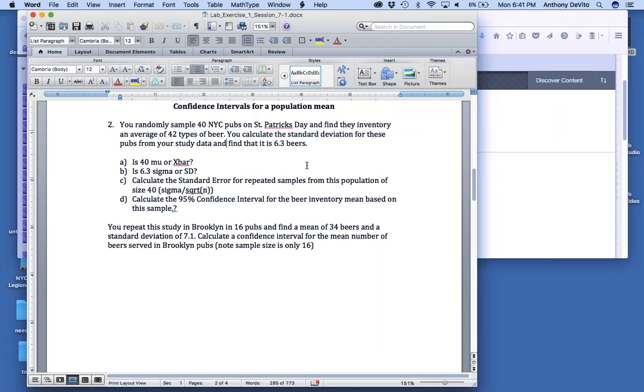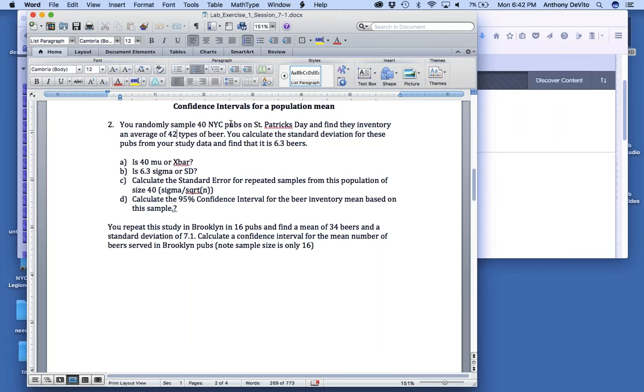I didn't even think about this, and find that on the average they inventory 42 types of beer. You calculate the standard deviations for those pubs from your study data and find that it's 6.3 beers. So you went to 40 pubs, the sample size is 40, and found that on the average they carried in one form or another, bottles on tap or whatever, 42 different kinds of beer. And that standard deviation for the number of types of beer that each bar carries is 6.3.